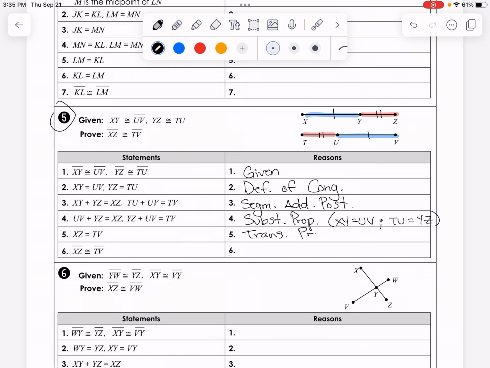And if you look at your option items for number 5, there's only one more thing that we can do here. Now we're going to relate this to the actual shape itself. This is the definition of congruence. If they're the same size, they're congruent, meaning they're the same shape and size.